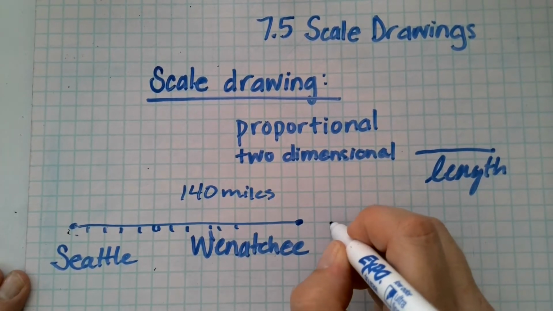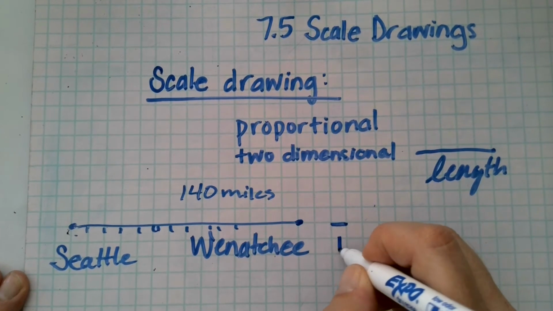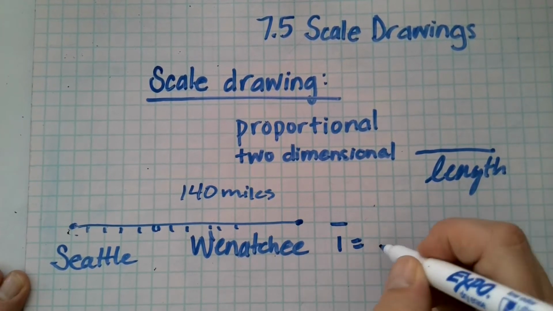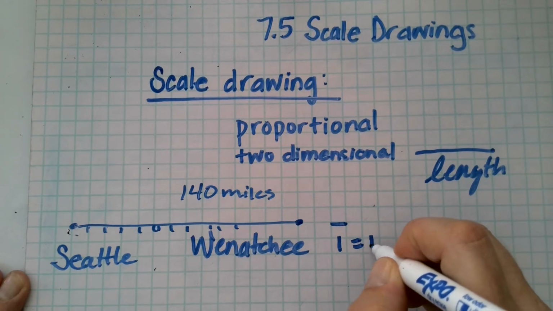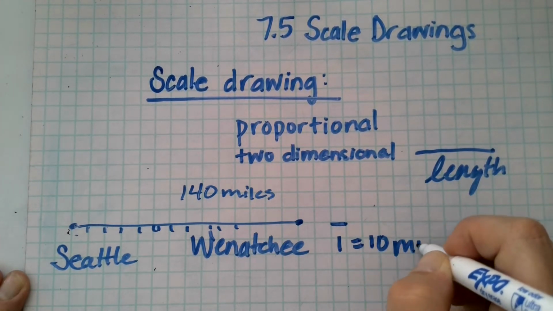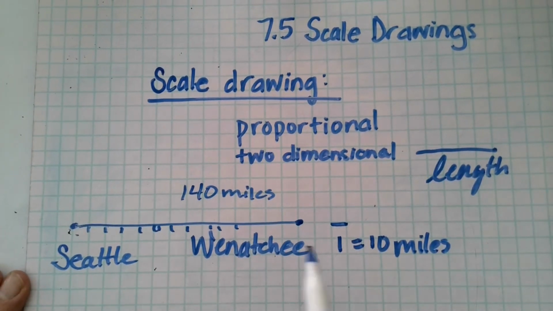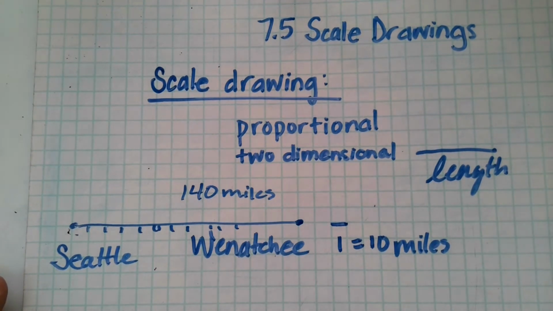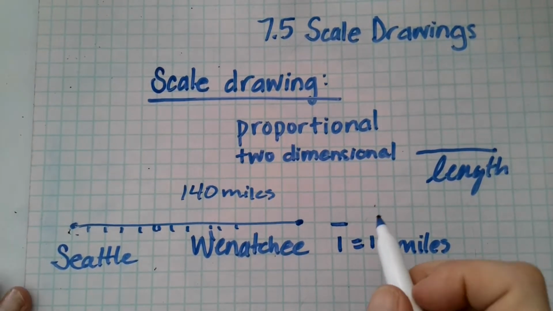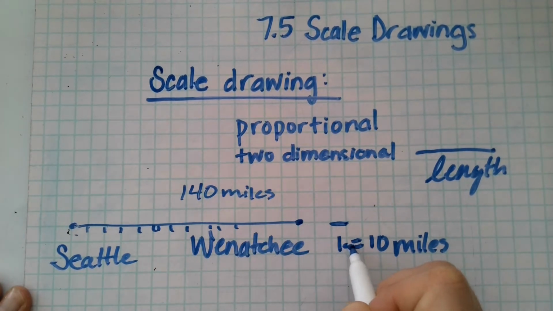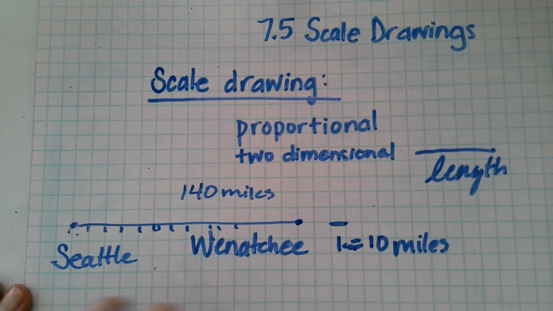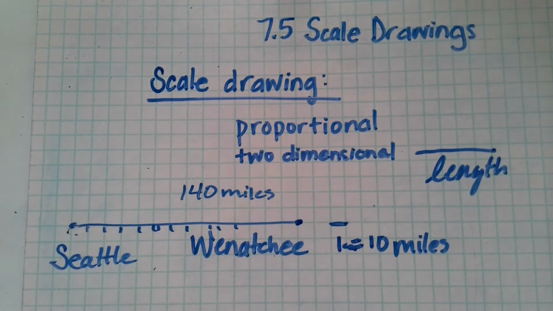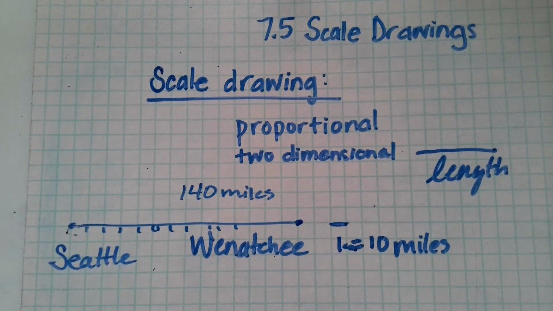So we could say that this distance, one of those, equals 10 miles, right? Because we have 14 of them. So one square equals 10 miles. And on a map, you're usually going to see a key like this that tells you how much each centimeter, and here we could call this 1 centimeter, is equal to 10 miles. So we can actually draw maps, because if you had a map that was as big as the actual territory you were trying to show, nobody'd be able to read it, right? It has to be at a smaller proportion.